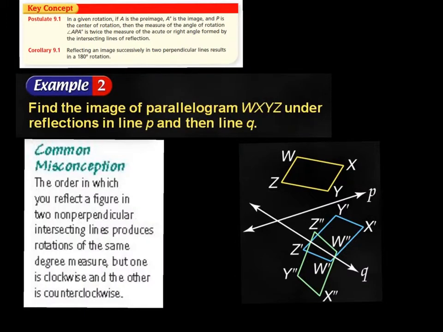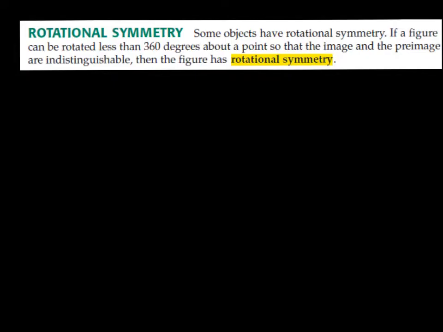The order in which we reflect a figure in two non-perpendicular intersecting lines produces rotations of the same degree measure, but one is clockwise and the other is counterclockwise. So order does matter. Some objects have rotational symmetry. If a figure can be rotated less than 360 degrees about a point so that the image and preimage are indistinguishable, then the figure has rotational symmetry.